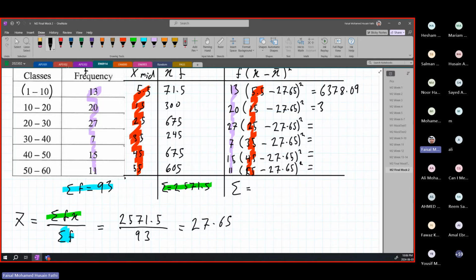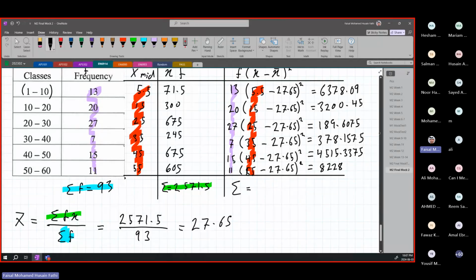Okay, so 3200.45. 27 into 25 minus 27.65 squared, which is 189.6075. 35 minus 27.65 squared times 7: 378.1575. 45 minus 27.65 squared times 15. This is 4515.3375. And the last one, 11 into 55 minus 27.65 squared. It is 8228.2475. And now we are going to add up all of these numbers.